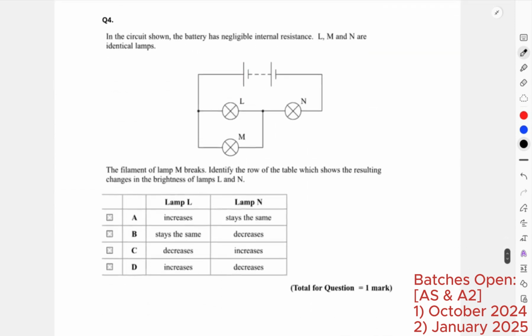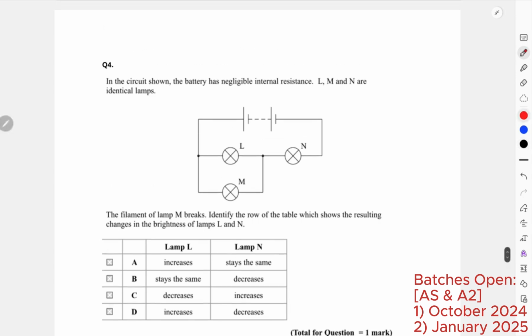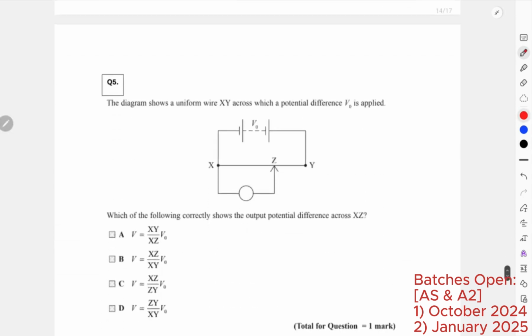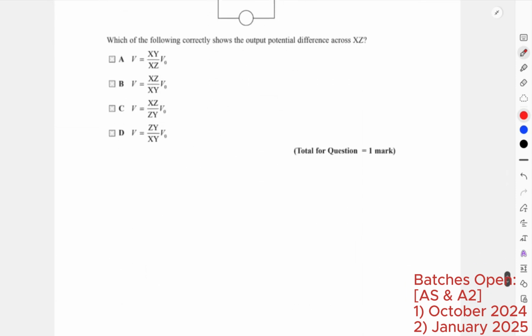Okay. This question was also a little tricky, I would say. How many questions are left? 5.